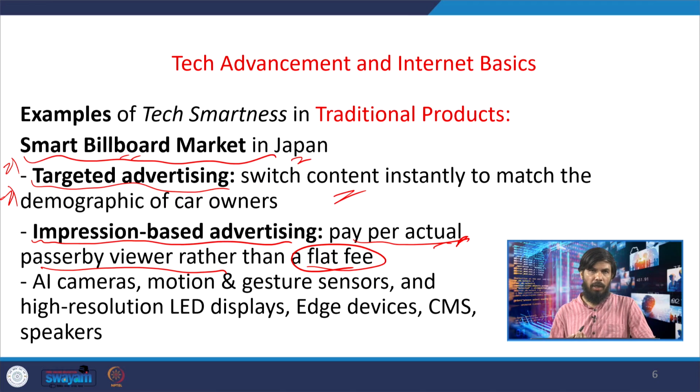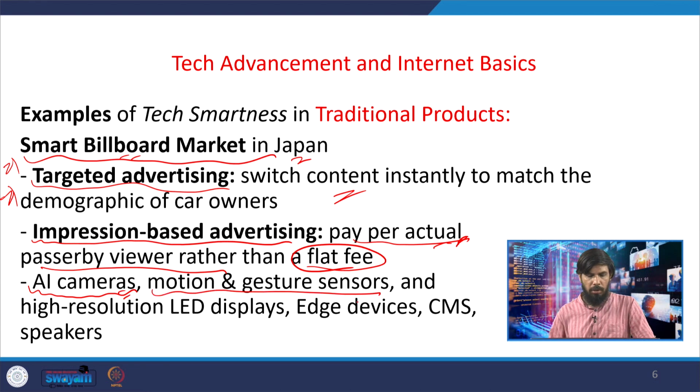So impression based advertising is something that we see in digital marketing. Something similar can be applied in case of billboards, because it is smart, so it can detect whether there is a passerby there and charge based on that instead of the flat fee. So therefore advertisers would be more willing to go for these smart billboards rather than the traditional billboards. Right. So these two models can be seen, and how is all this working? AI cameras are inbuilt into those smart billboards, so that the detection of the car or other demographic can be done.